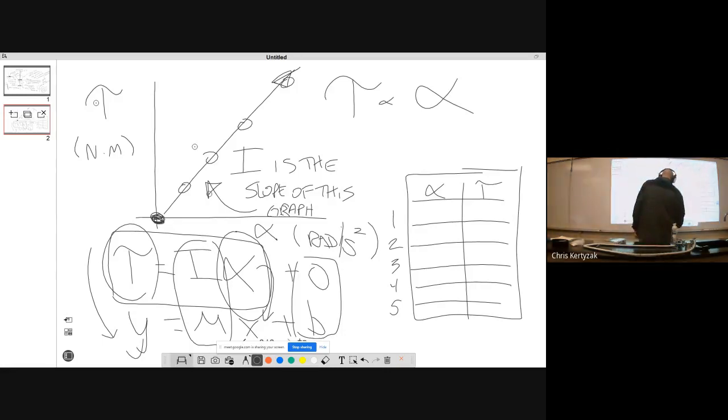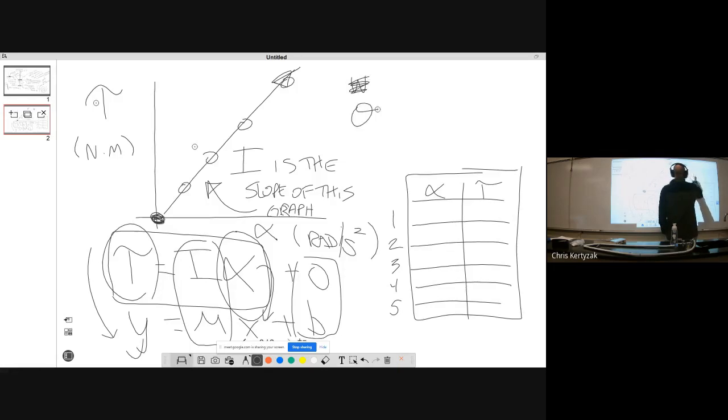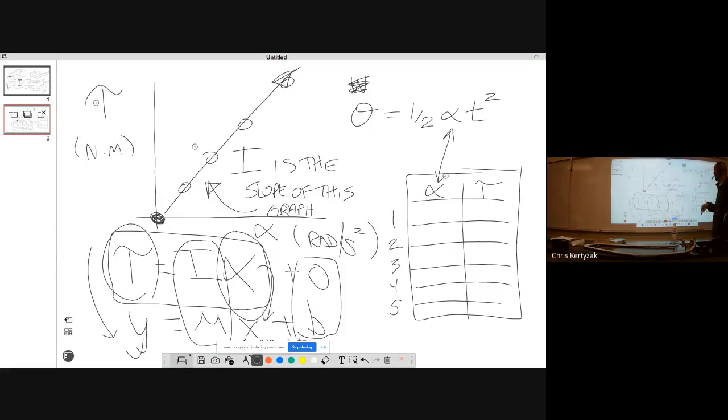My last comment relates to just the kinematic formulas, right? Technically, just remember that you would have had theta equals 1/2 alpha t squared. So this is the formula you would have used to get alpha. Just pointing that out if it wasn't clear. Remember that theta is just some rotational angle.